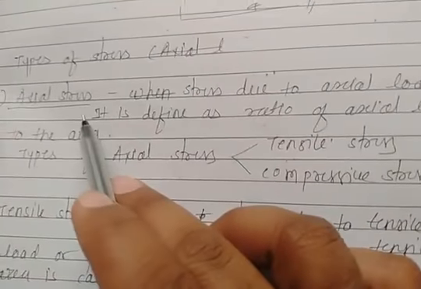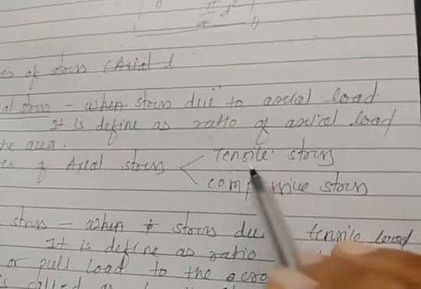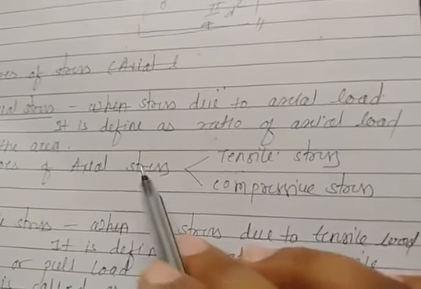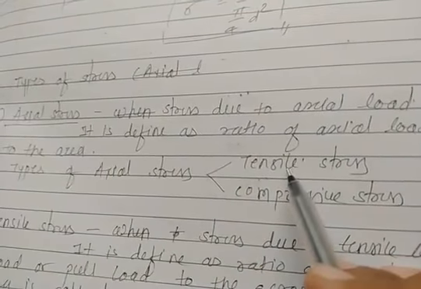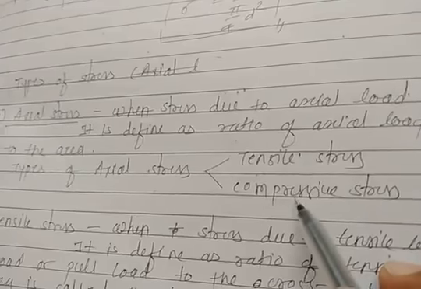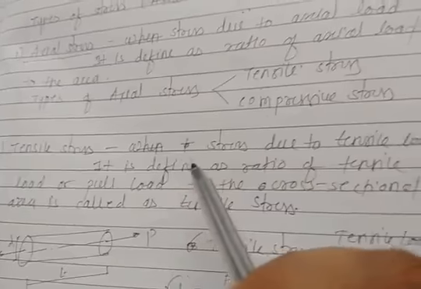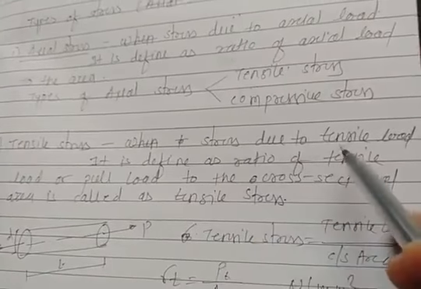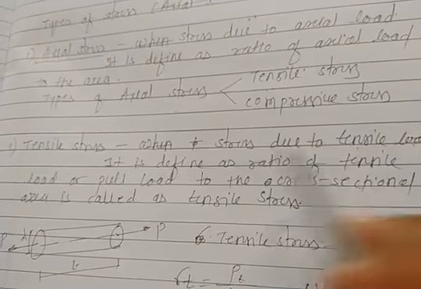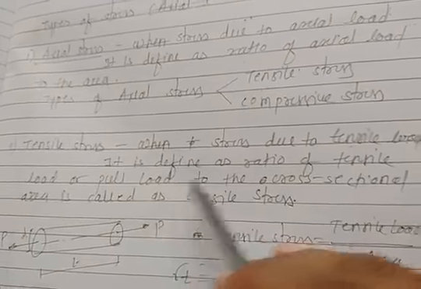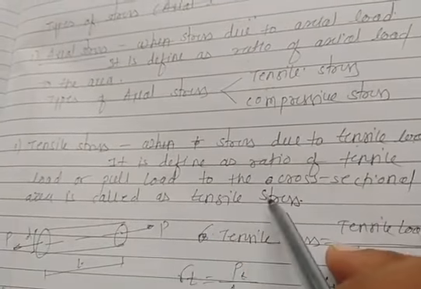So this axial stress also has two types. As we know, axial load has two types: tensile load and compressive load. Then axial stress is also classified into two types: tensile axial stress and compressive axial stress. So what happens in the case of tensile stress? It is the ratio of tensile load, or you can say pull load, to the cross-sectional area. Such type of stress is known as tensile stress.